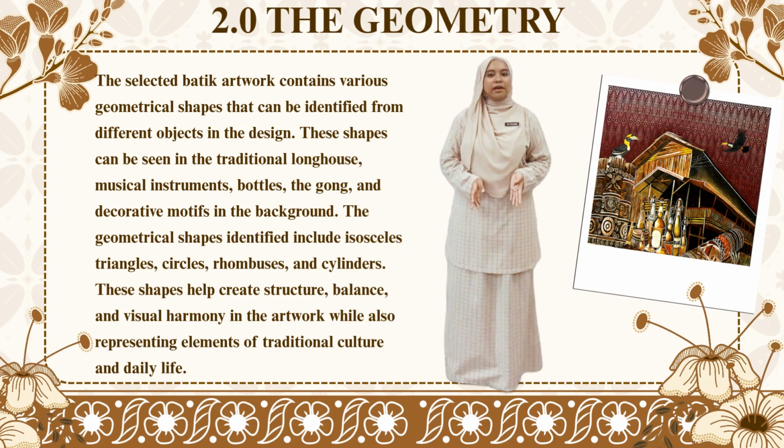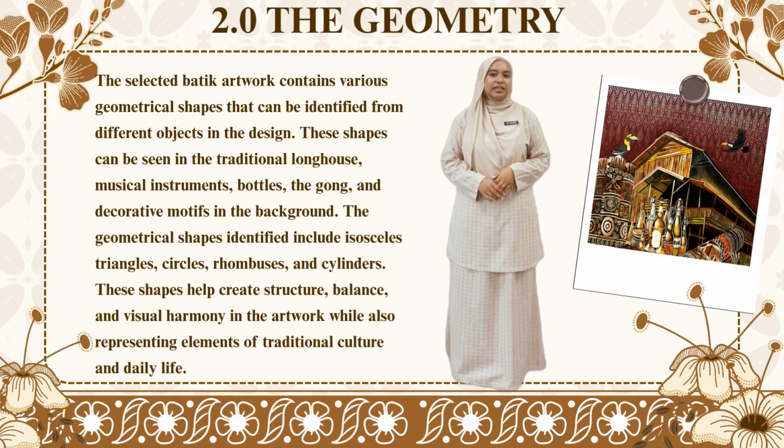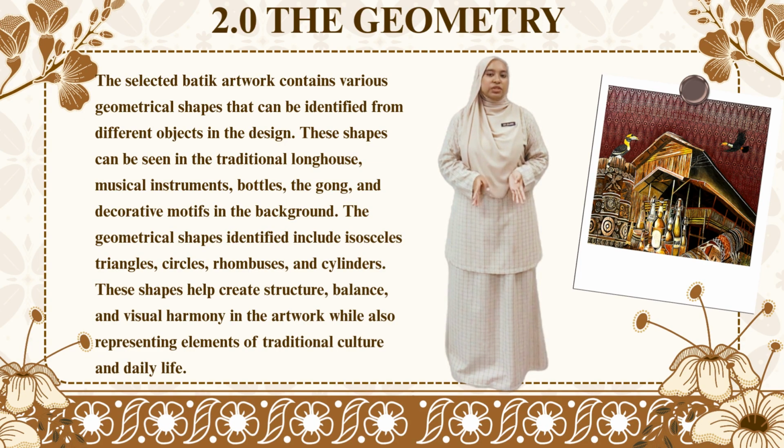The selected batik artwork contains various geometrical shapes that can be identified from different objects in the design. These shapes appear in the traditional longhouse, musical instruments, bottles, gong, and decorative motifs in the background. The geometrical shapes identified include isosceles triangle, circle, rhombus, and cylinder. These shapes help create structure, balance, and visual harmony in the artwork while also representing elements of traditional culture and daily life.